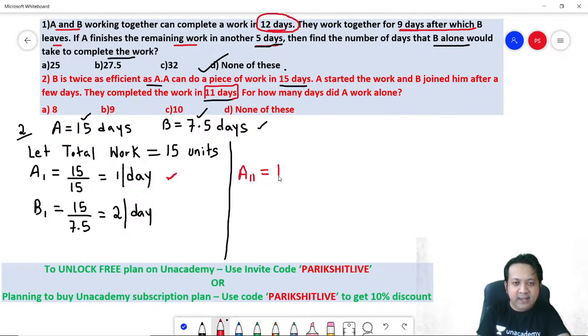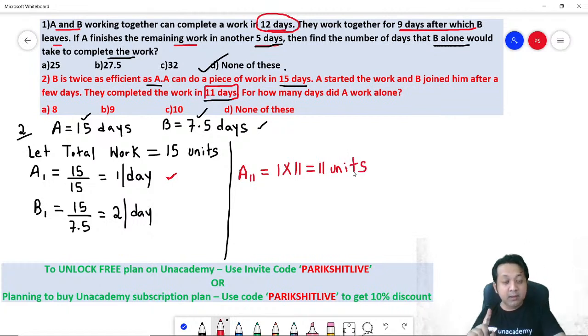In 1 day, he does 1 unit. So in 11 days, he would have done 11 units of work. Remember, in 11 days, the work is getting completed. And remember, total work was 15 units. But in 11 days, A is doing only 11 units. So the remaining 4 units, who is doing the remaining 4 units?